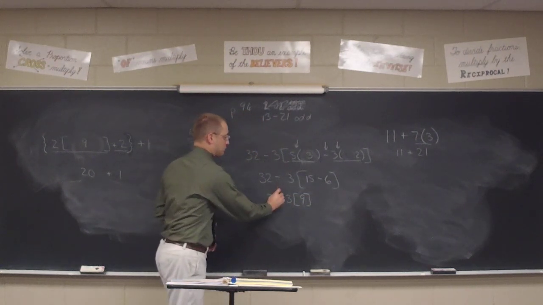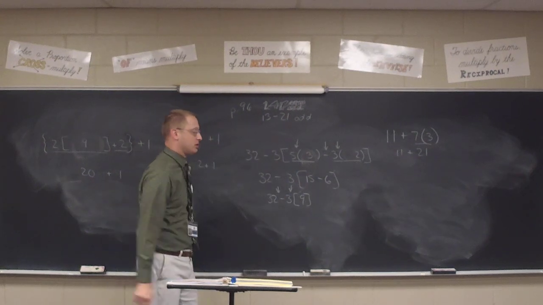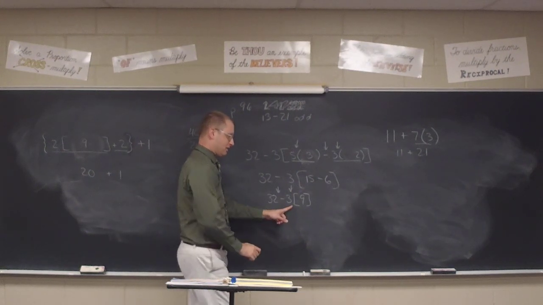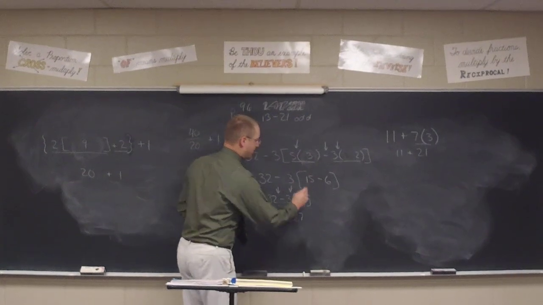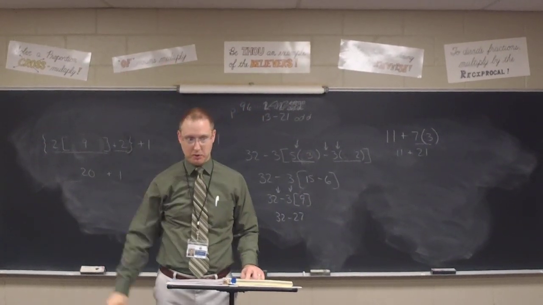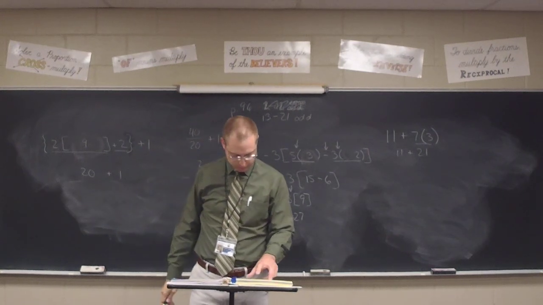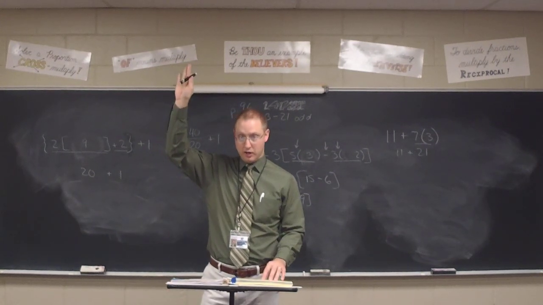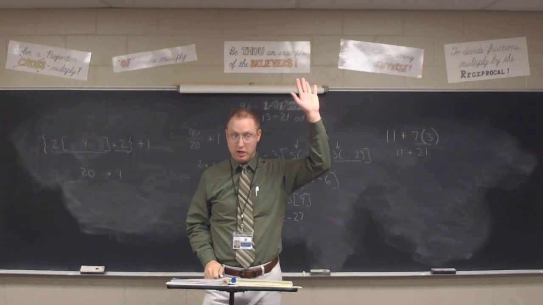At this point, I've got a subtraction and a multiplication. Which one comes first? The multiplication. So it's 32 minus 27 equals 5. How many got 5 for number 21? Questions on number 21? Anyone go 5 for 5? Got all 5 correct. Just a couple of you. 4 for 5, just missed 1.